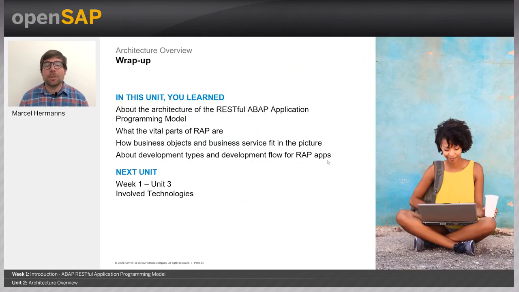In this session you learned about the architecture of the RESTful ABAP application programming model and the vital parts. You learned about business objects and business services and how this all fits together. You learned about the unmanaged and managed business objects and why we offer both of them. One is for the legacy code and one is more for taking over technical implementation tasks to improve the development efficiency. And you saw the development flow for our web applications. And guess what? Exactly this development flow is also supported by our ADT tool. It will always be happy to navigate from one step to the next by a right click on the context menu.